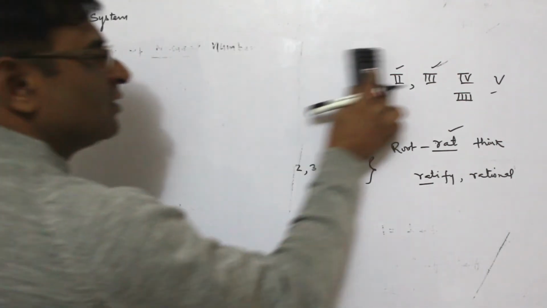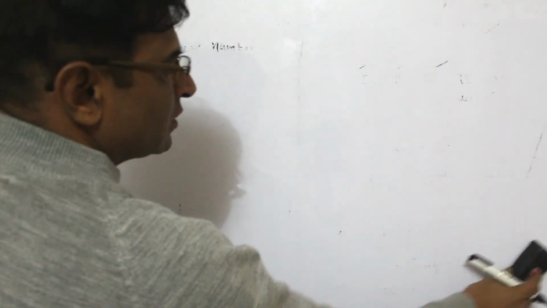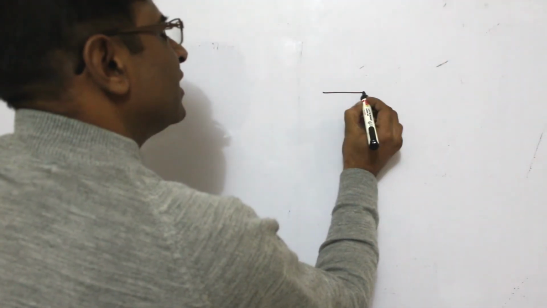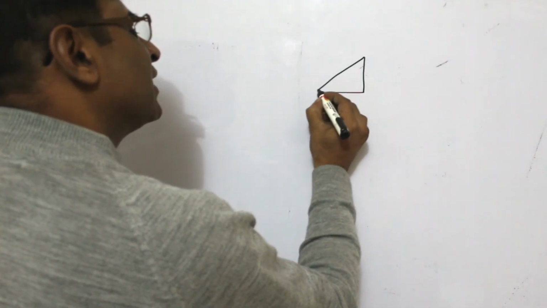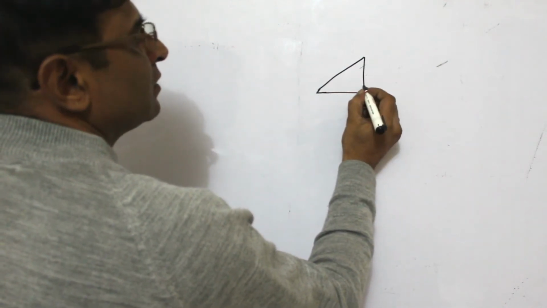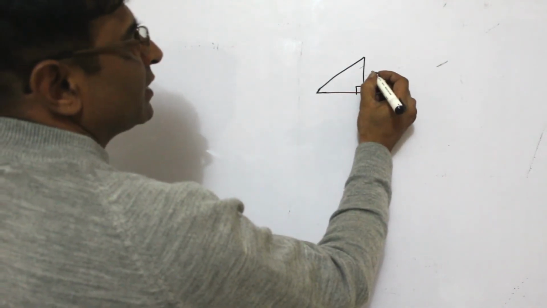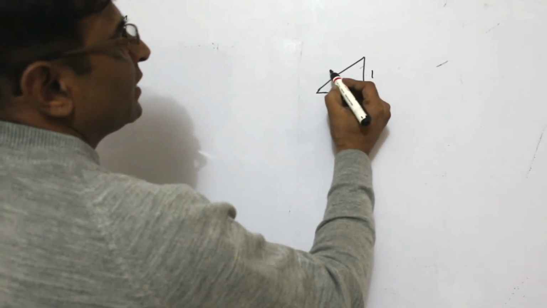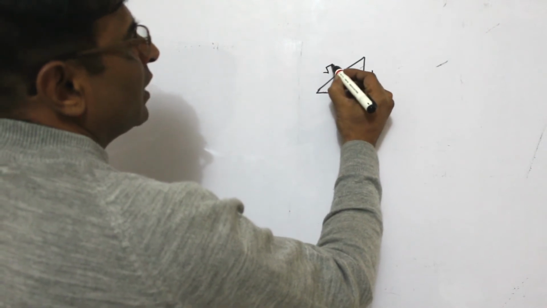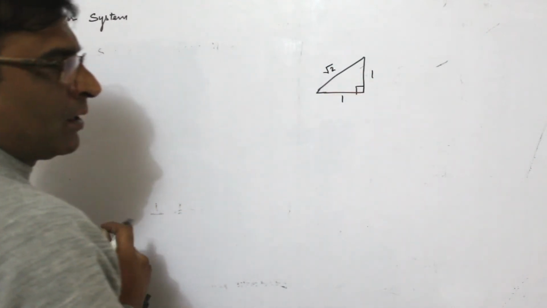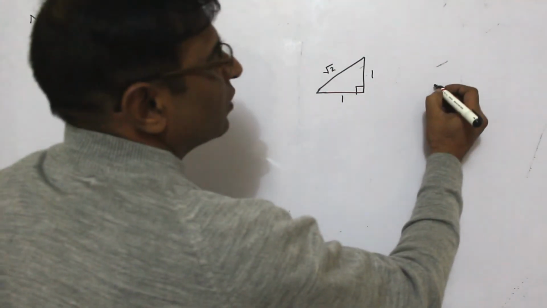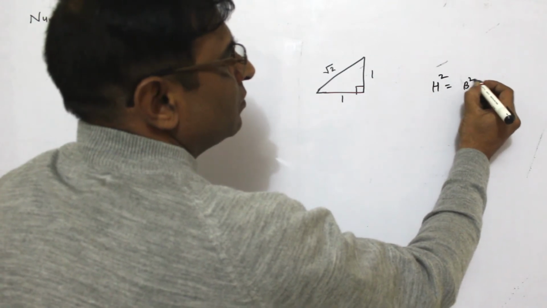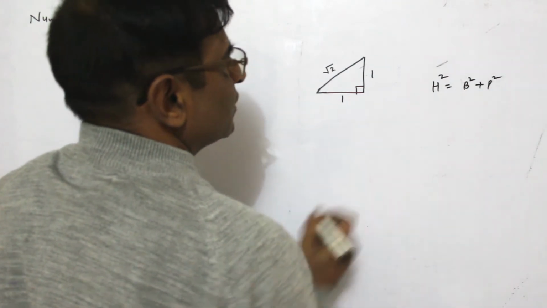Pythagoras already found the formula for the right angle triangle. Suppose this is the right angle triangle and this angle is right. If I take its perpendicular as unit and base also unit, then by Pythagoras formula I know the hypotenuse is under root 2, because the formula given by Pythagoras is a square is equal to b square plus b square.